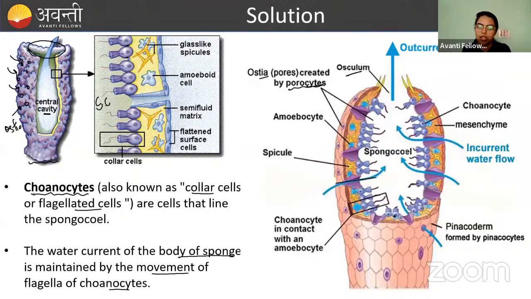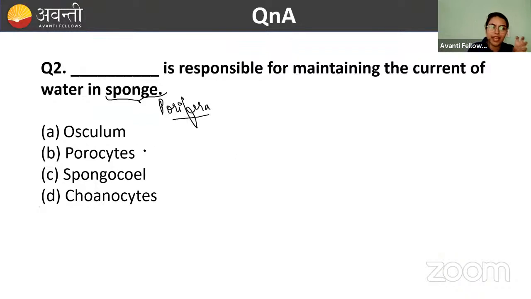Clear? तो इतना बेटा आपको पता होना चाहिए. If you know this much, you will be simply answering this question. Responsible for maintaining the current of water in sponge. Osculum से बाहर तो जाएगा, but no, not responsible for maintaining current. Porocytes, yes, water will be going inside the sponge through porocytes, but it is not responsible for maintaining current. Spongiocele, yes, it is a big central cavity present in the sponge, but still it is not helpful in maintaining current. Which is the one doing the job? B, choanocytes are the ones which are responsible for maintaining the current. Clear? So I hope this question is clear to everyone.